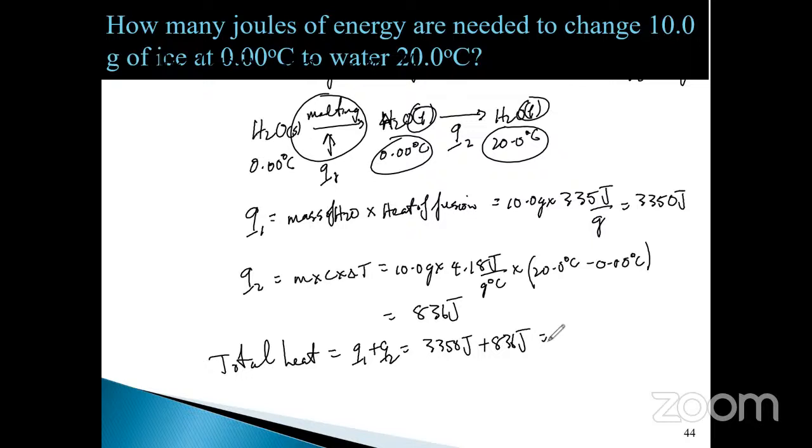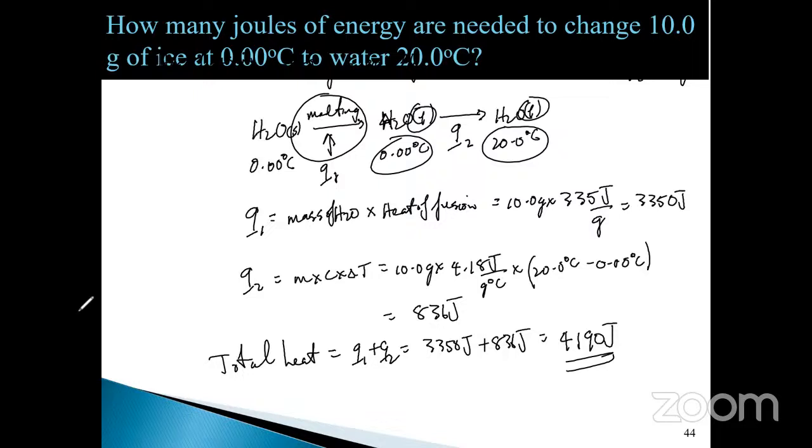According to my calculation, this works out to be equal to 4190 joules. And that's how you do that, all right? Okay, so any questions about this? Any questions? All right, one more thing I want to talk about, and then I'll get you started.